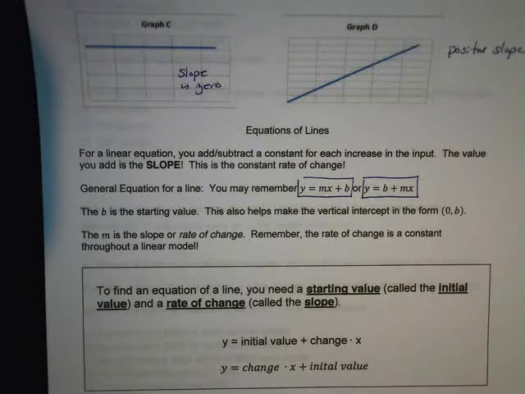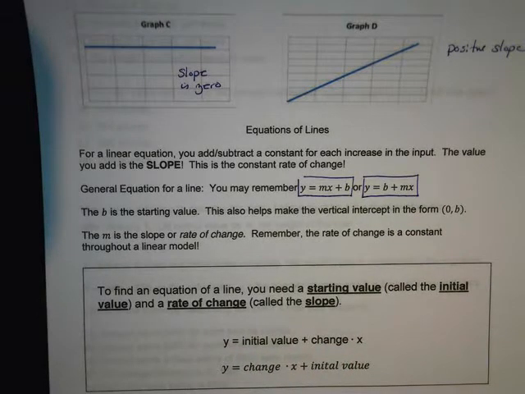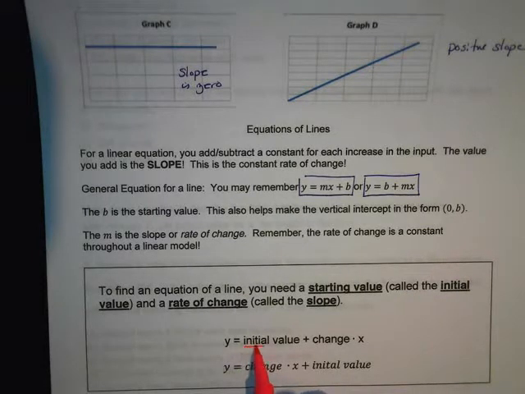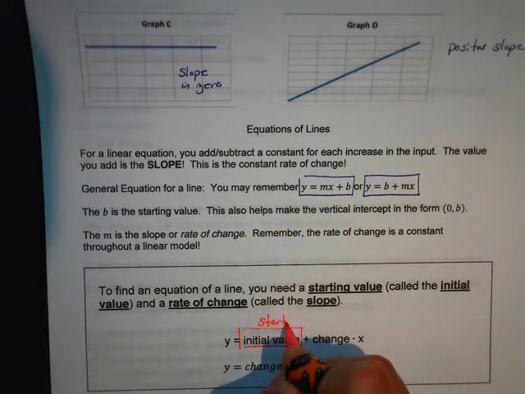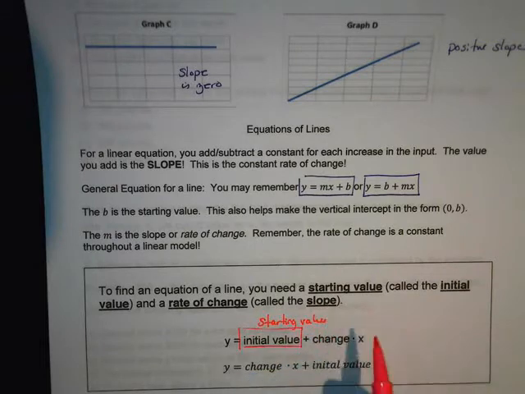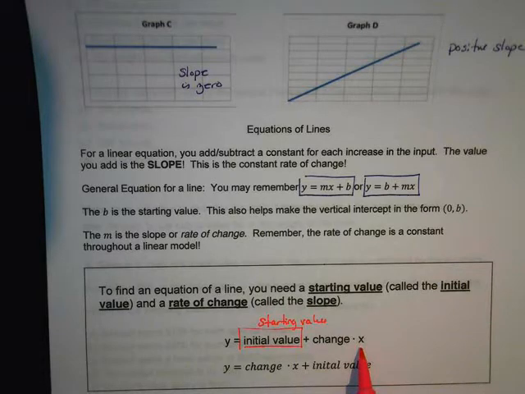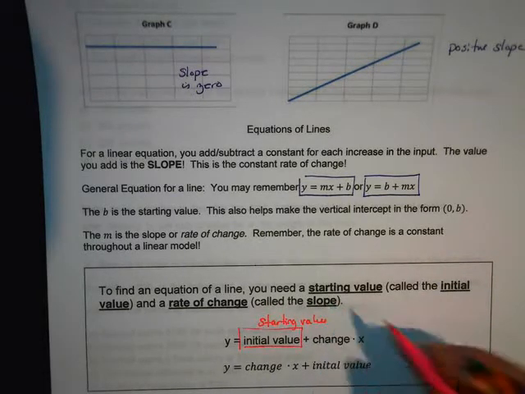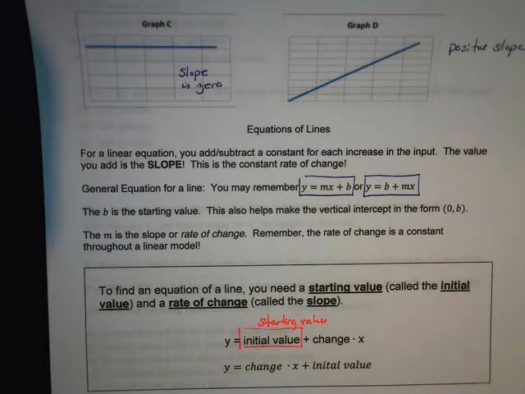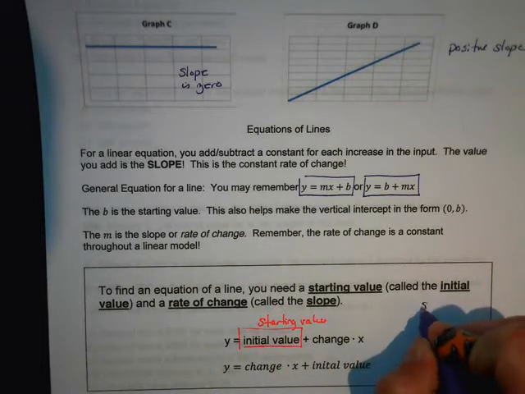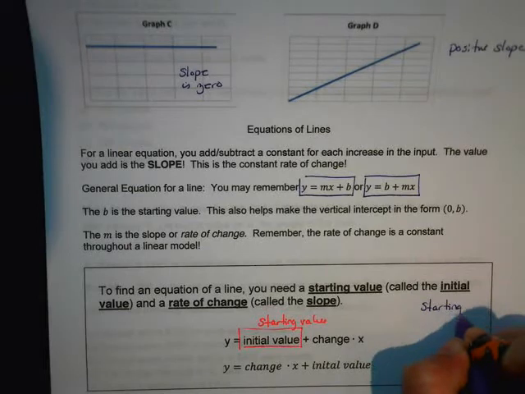So I like to say that the line is a starting value. So here's my starting value. Okay, it's a starting value plus or minus a change times my input. Okay, the starting value on your graph is your y-intercept or your vertical intercept. So the starting value is your vertical intercept.